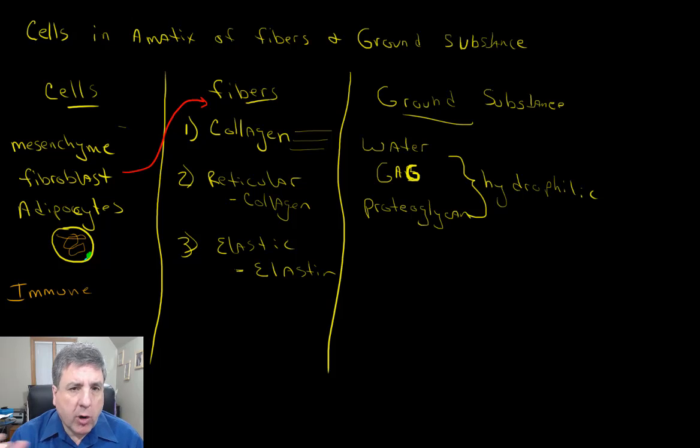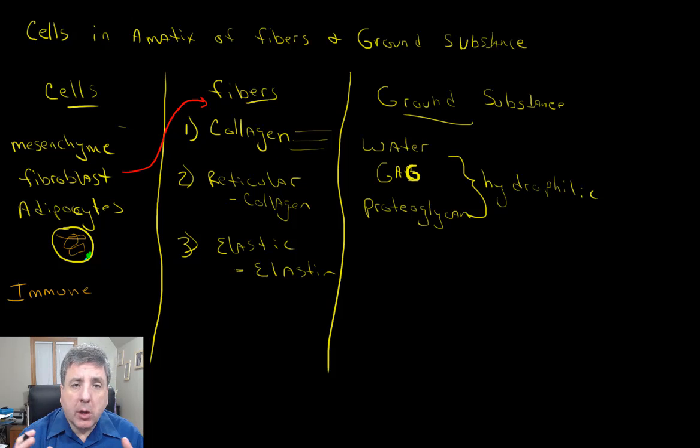Which means it attracts water. Okay. Some of the glucosaminoglycans, you can buy some of these over the counter at your nutritional store, which would be chondroitin sulfate. You might have seen commercials on chondroitin sulfate. A lot of people take those for like arthritis. You can have hyaluronic acid.